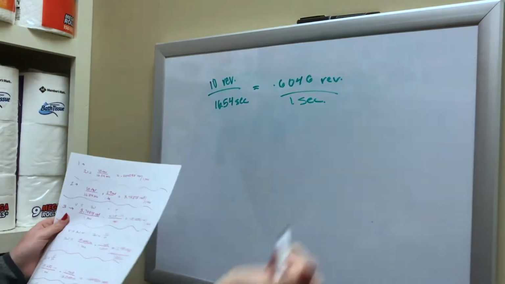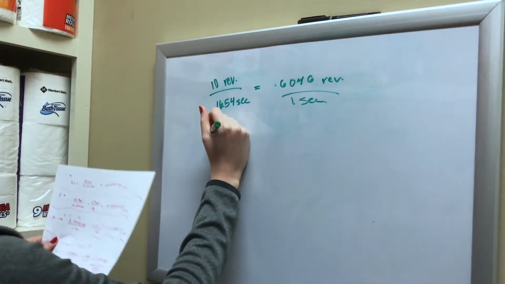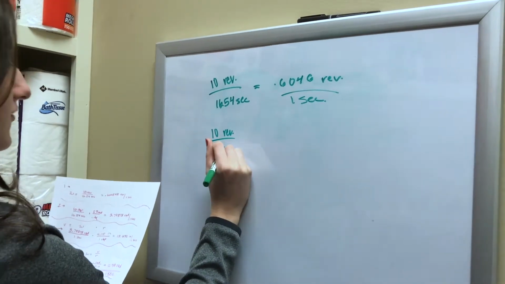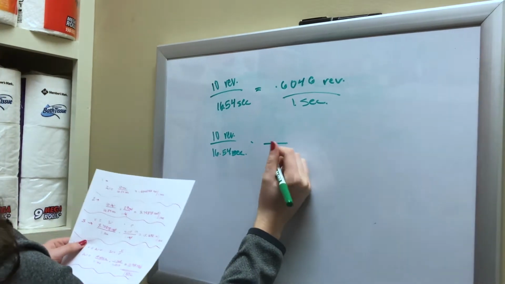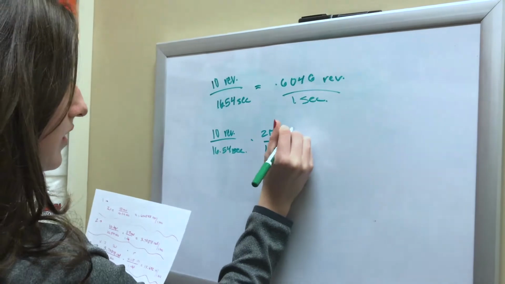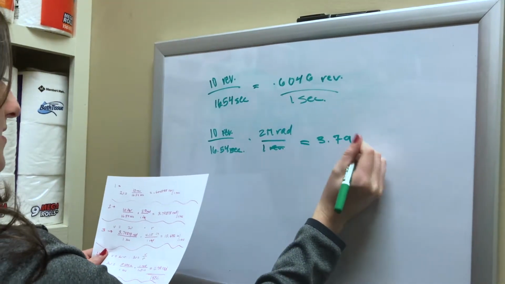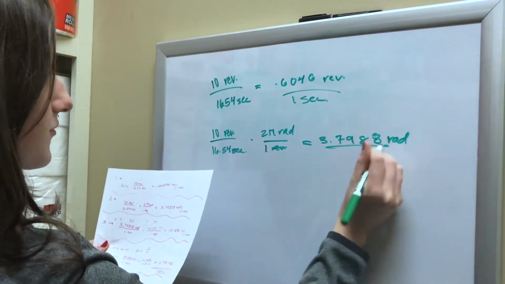What is the angular velocity of the gears slash pedals of your bike moving in radians per second? And then we're going to move the revolutions per second to radians per second. So we take the 10 revolutions over 16.54 seconds and we multiply that by 1 revolution is 2 pi radians, which equals 3.7988 radians per second.